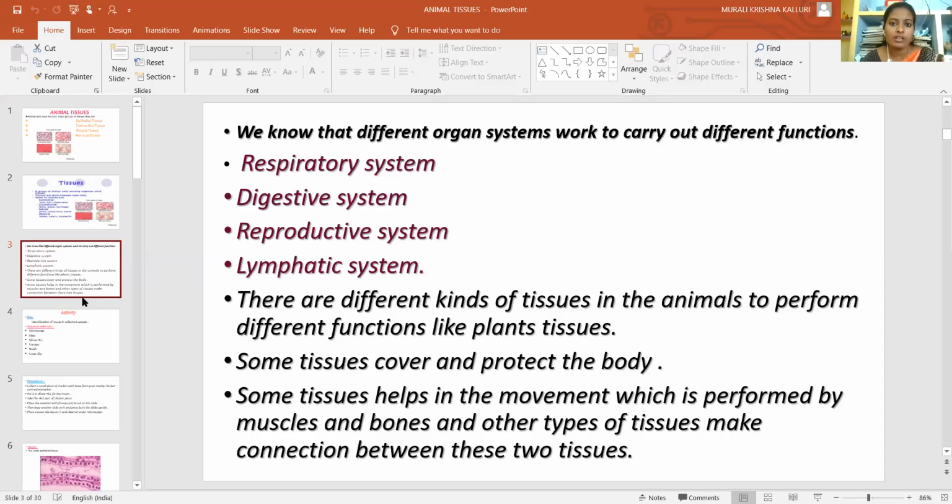Plant tissues also perform different functions, and sometimes some tissues cover and protect the animal body. Our body is covered with our skin. Yes or no? Yes, madam. It is the protecting layer of our body. It is the outermost protective layer that is called the dermis.